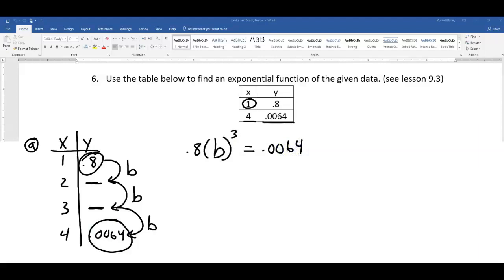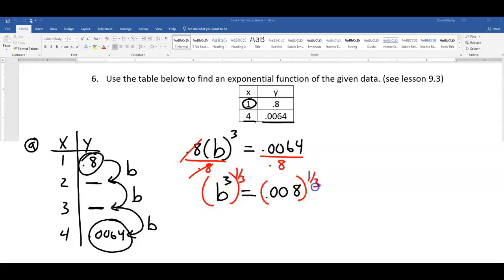So from here, we're going to solve for b. The first thing that you're going to do to solve for b is divide both sides by the 0.8. I get 0.008. Next, we want to get rid of that third power next to the b so I can solve for b itself. To do that, we raise both sides to the 1/3 power. And on the left side here, those cancel out, leaving me with b. And on the right side, we get to use our calculator again, and I end up with 0.2.